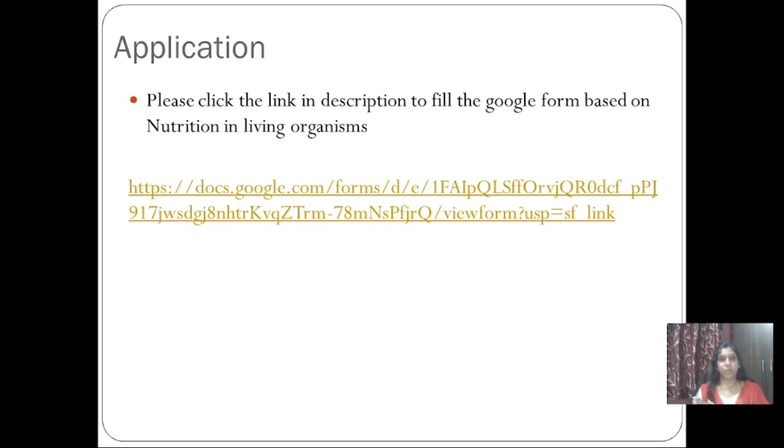Now the application part. Children, this is a Google form for you. This Google link is also given in the description. Please click on it and fill in the Google form, which is based on nutrition in living organisms and today's topic, types of nutrition in plants and animals. Please answer the questions and submit it. Okay?